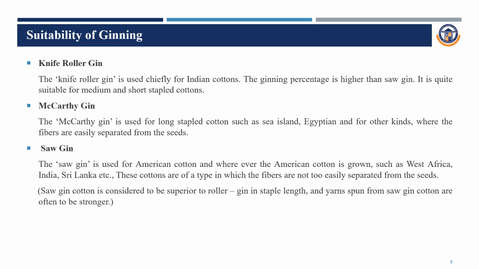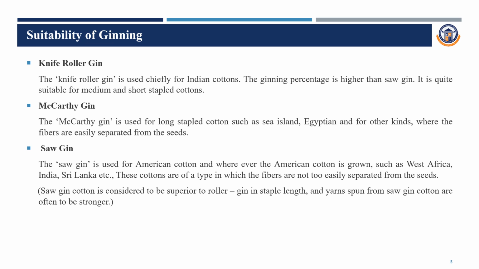Next, the McCarthy gin. The McCarthy gin is used mainly for long staple cotton such as Sea Island, Egyptian and other kinds where the fibers are easily separated from the seeds. The saw gin is mostly used for the American variety of cotton, or wherever American cotton is grown, such as West Africa, India, Sri Lanka, etc. These cottons are the type in which the fibers are not easily separated from the seeds.